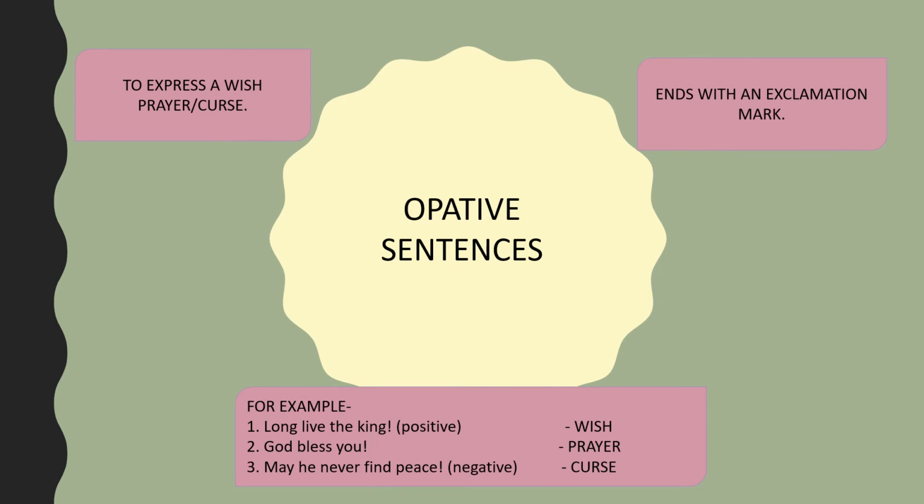Okay, now we come to the last, absolutely the last kind of sentence, the fifth type of sentence, that is the optative sentence. This also, many a times you have used them. You look at the sentences there, all the examples there. God bless you. We say that, long live the king, long live our prime minister. Okay, may he never find peace. You're cursing somebody. So we are using optative sentences to express a wish, prayer, or a curse.